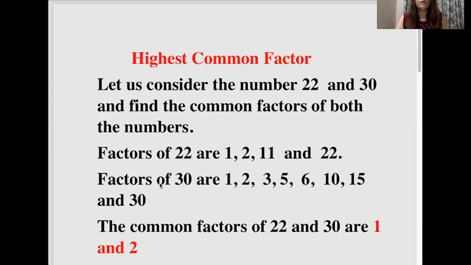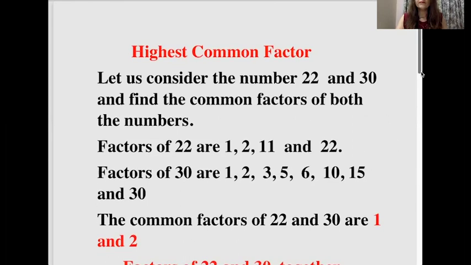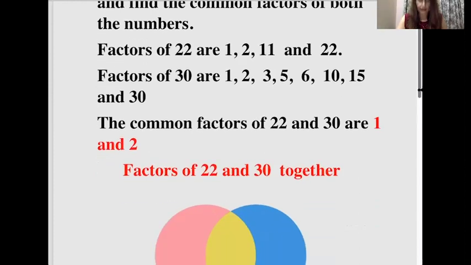So now we will find the factors of 30. 1 is a factor of 30, 2 is a factor of 30, 3, 5, 6, 10, 15 and 30. These all are the factors of 30. So now the next step is we need to find the common factors of 22 and 30.